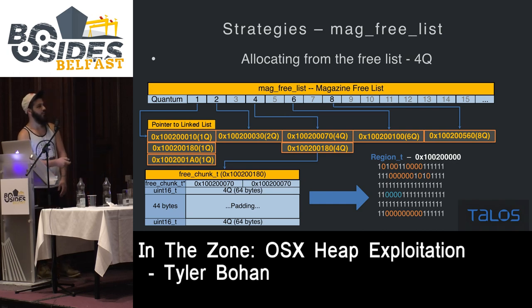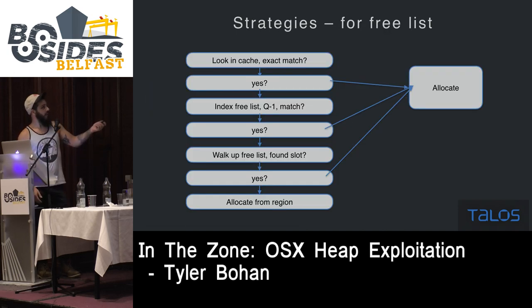If I want to allocate a block that was 15, it would go to the end and say, I don't have anything there. So what do you do if you don't have anything there? We start looking at the cache. There's an exact match. Sure, great. Allocate that. Is there a spot in the free list? Sure, allocate it. Awesome. Walk up the free list. Did we find anything? Okay, great. Allocate it. If all those things fail, we allocate from the region.